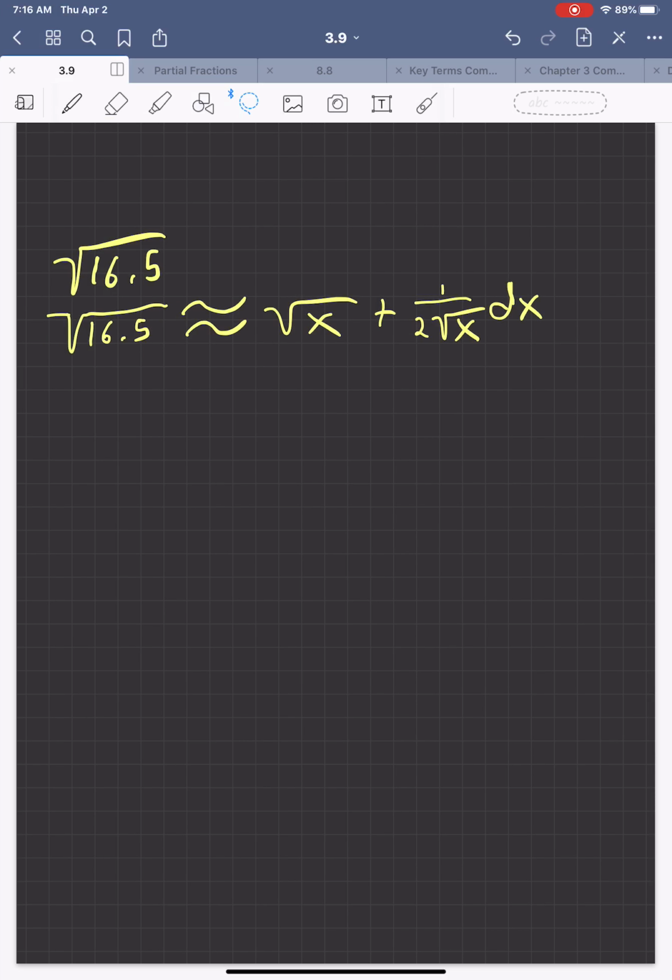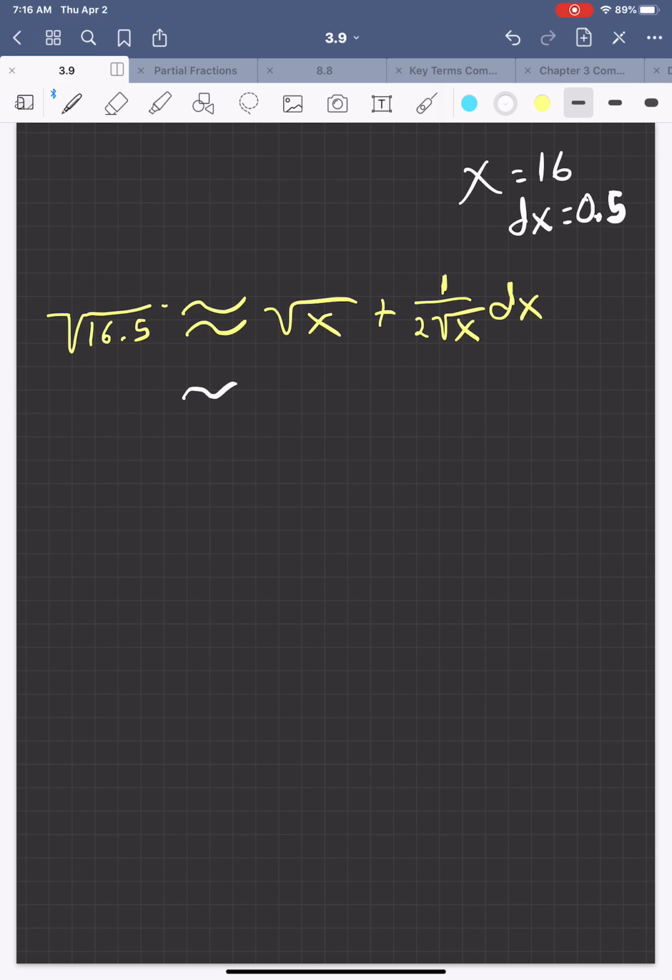Let me go ahead and continue the problem. So let me assume that you are with me so far. Now let's fill out the things that we know. Do we know what x is? Yes, we know x is 16. Do we know what dx is? Yes, we know dx is 0.5. So let's plug 16 wherever we see an x, and 0.5 for the dx, and let's get to our estimate and let's impress our boss. Ready? So the square root of 16 plus 1 over 2 square roots of 16 multiplied by 0.5.